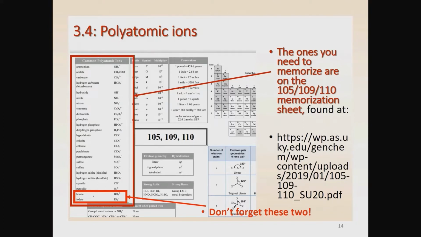One polyatomic ion is called borate. It's boron with 3 oxygens attached, and it has a 2- charge. And then there's iodate. It's iodine with 3 oxygens attached, and it has a negative charge. So don't forget those 2.